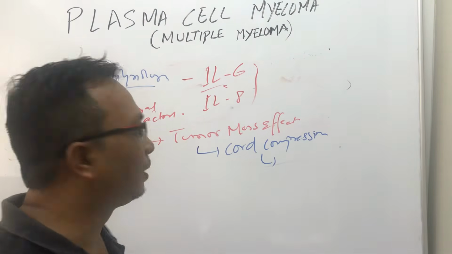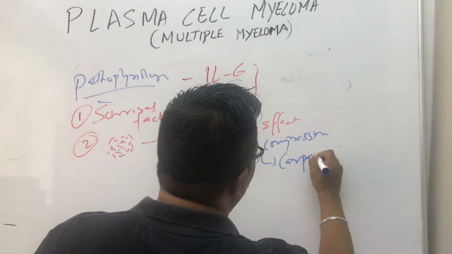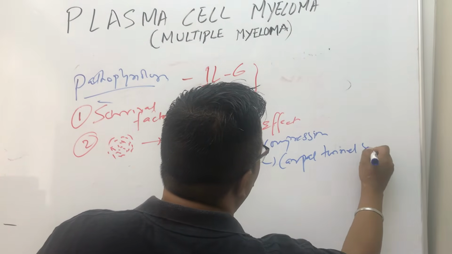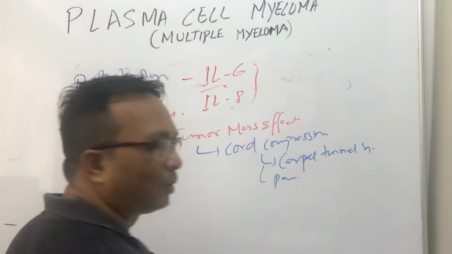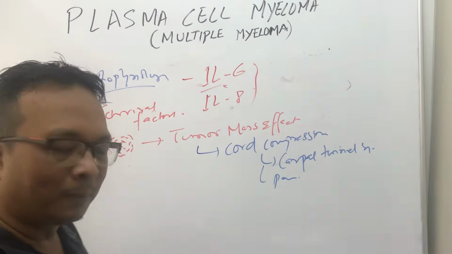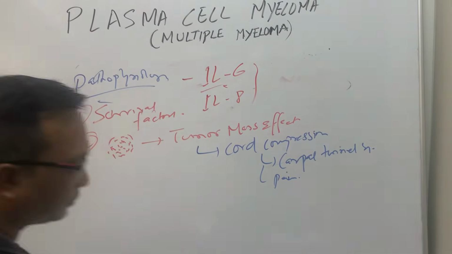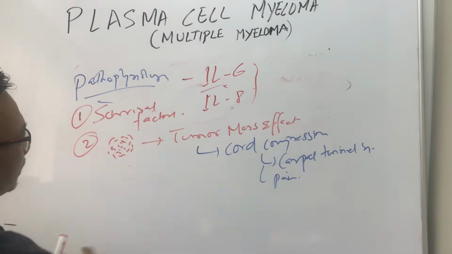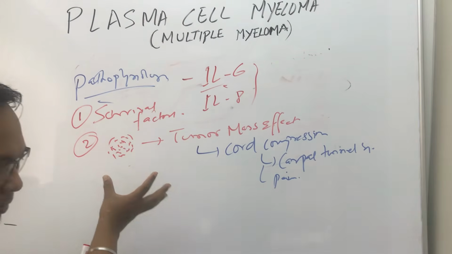There's a variety of things coming up, like carpal tunnel syndrome developing. There will be pain because of peripheral neuropathy. Nerves will be compressed, and it will cause pain. So all these are because of the mass effect, the growing size, the tumor mass effect.